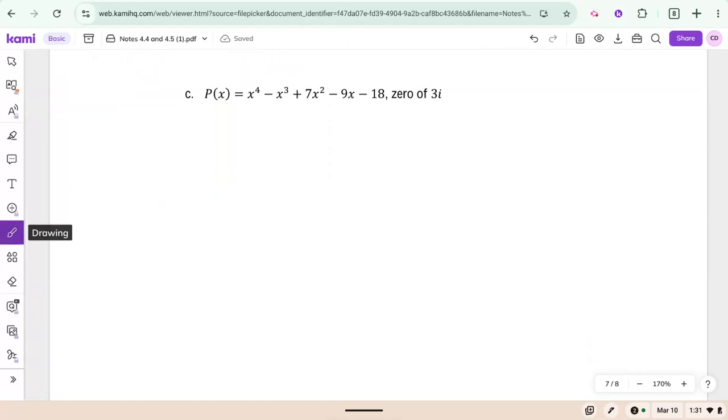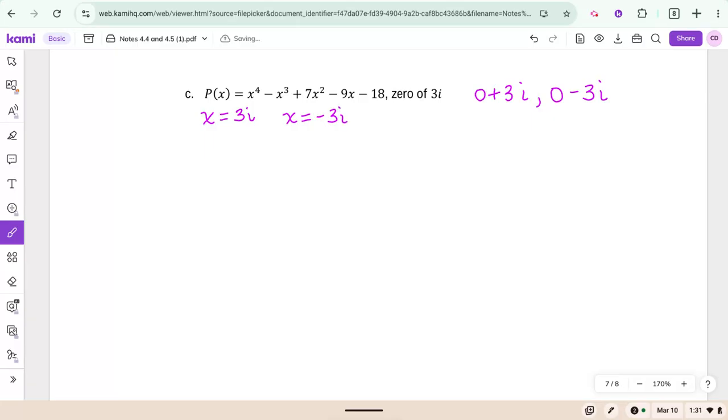All right, in C, we have our polynomial function. One of the zeros is 3i. Now remember, we said that complex zeros always appear in pairs. You can think of 3i as 0 plus 3i. We know that also 0 minus 3i will be a 0 because they always appear in complex conjugate pairs. So I know that x equals 3i is a 0 and x equals negative 3i is a 0.